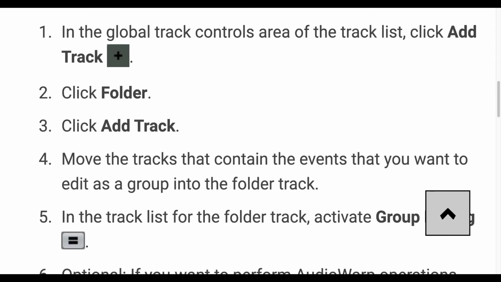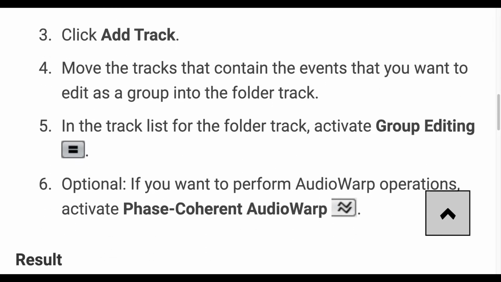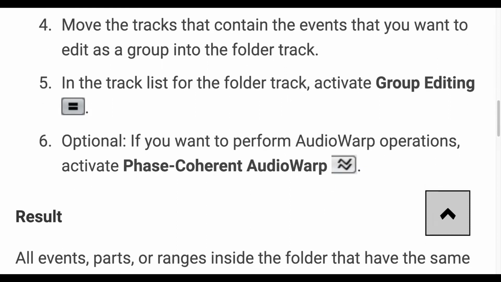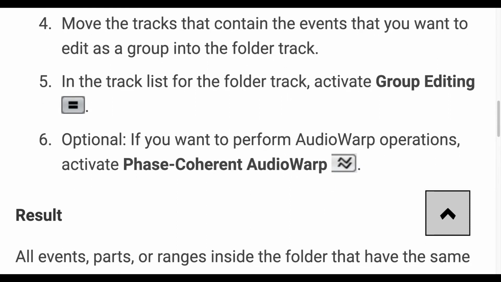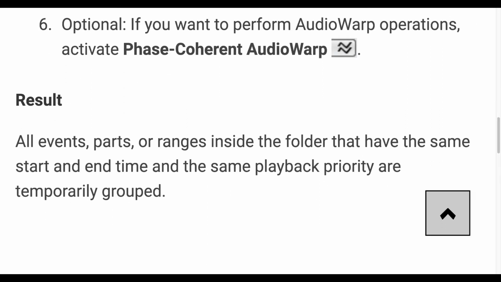Procedure. In the Global Track Controls area of the track list, click Add Track. Click Folder. Click Add Track. Move the tracks that contain the events that you want to edit as a group into the folder track. In the track list for the folder track, activate Group Editing. Optional, if you want to perform audio warp operations, activate Phase Coherent Audio Warp.